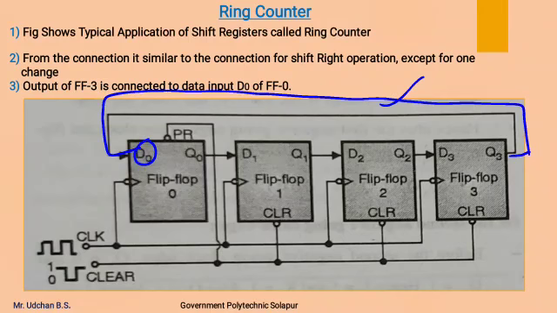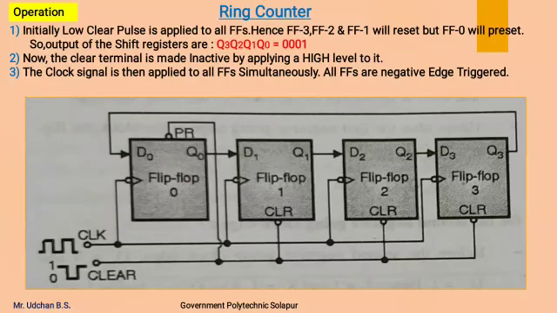Now, a low input signal is connected to the preset input of flip-flop 0 and to the clear input of flip-flops 1, 2, 3. Because of this connection, the output of flip-flop 0 will get set, whereas the outputs of flip-flops 1, 2, 3 will get reset. These are the outputs of the flip-flops before the operation starts.